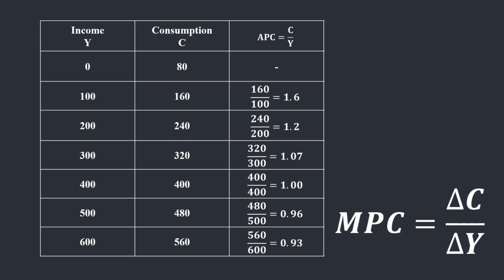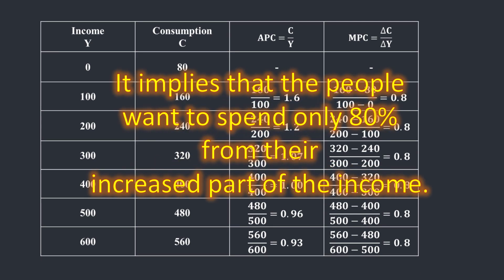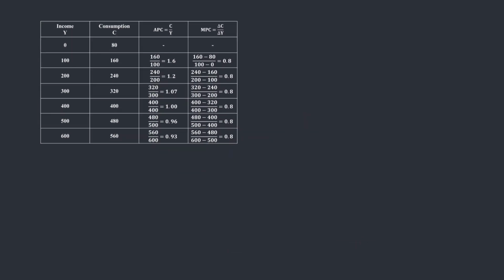Marginal propensity to consume is the ratio between change in consumption to change in income. It is stable at 0.8. It implies that the people want to spend only 80% from their increased part of the income. In our example, income increases by 100 rupees. People spend only 80% of this. They spend 80 rupees.